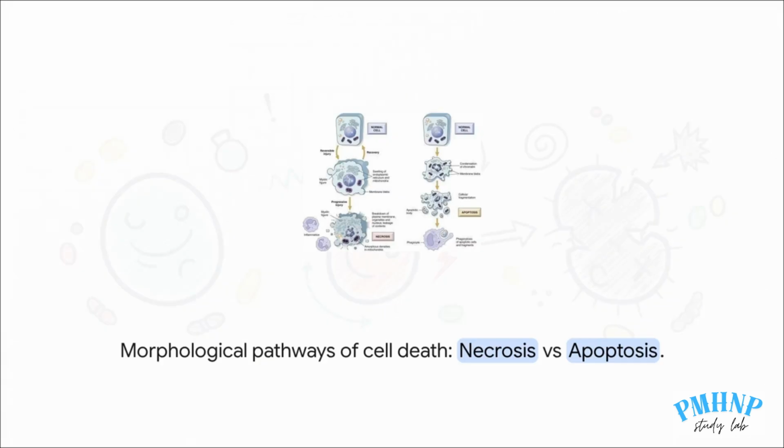This visual perfectly captures that contrast. Look at the explosive, leaky, inflammatory rupture of necrosis over on the left. The plasma membrane is blown open, organelles swell up, and all those cellular contents spill out, triggering inflammation in the adjacent tissue. Now compare that to the neatly packaged phagocyte-ready apoptotic bodies on the right. The cell shrinks, the chromatin condenses, and it fragments cleanly without triggering any collateral immune response whatsoever.